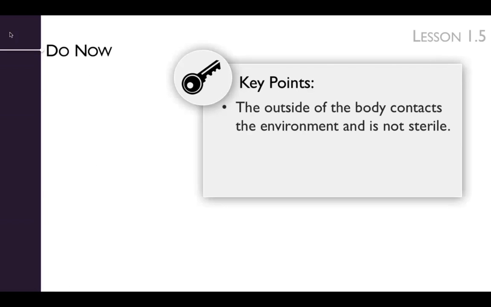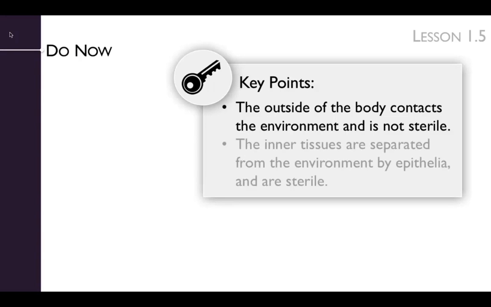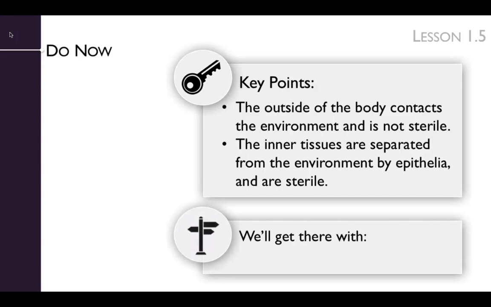The key points of the do now are that the outside of the body contacts the environment and is not sterile. The inner tissues are separated from the environment by epithelia and are sterile. We'll get there with an interactive think, pair, share brainstorming.